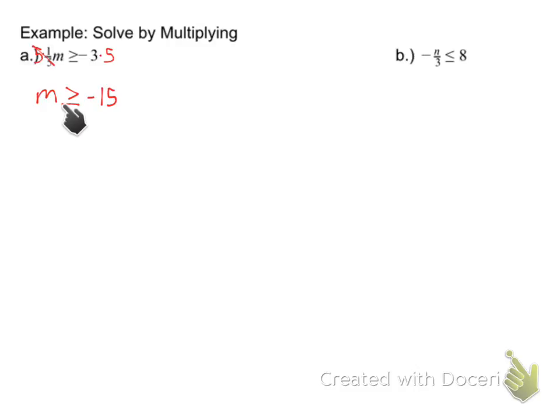So the question is, if 0 makes this true, 0 should also make this true, right? What is 1/5 of 0? Still 0. Is 0 greater than or equal to -3? Yes. So therefore, we did things right. We're happy.